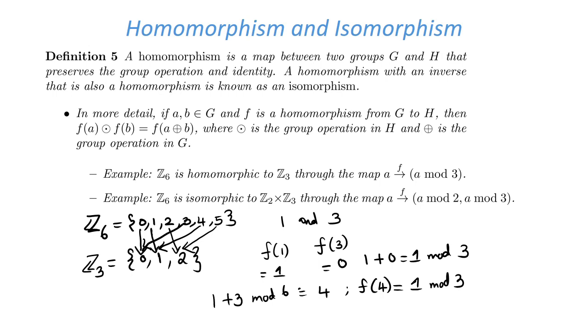I leave it as an exercise for you to verify that for any two elements this indeed is true, and this means that Z6 is homomorphic to Z3.